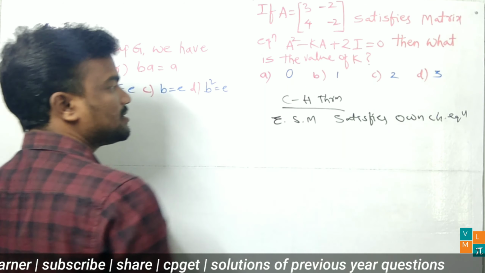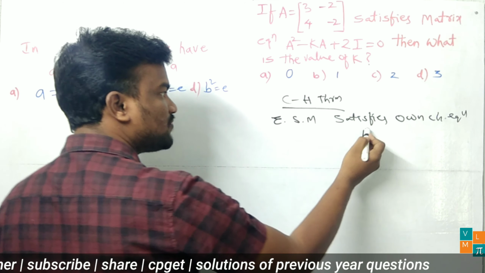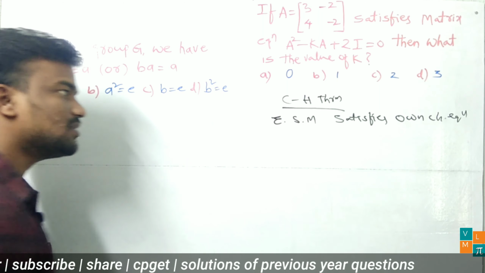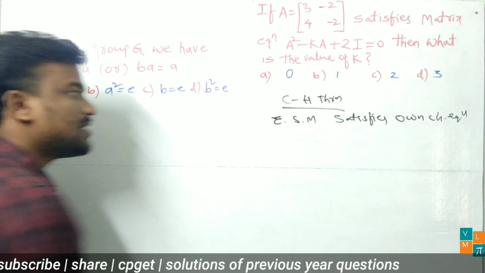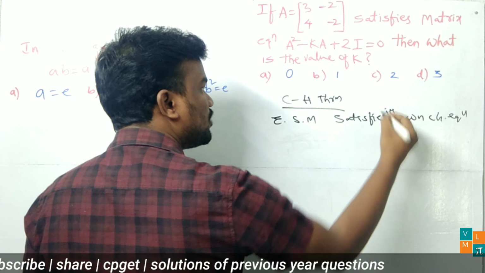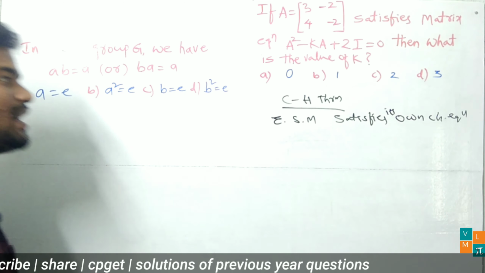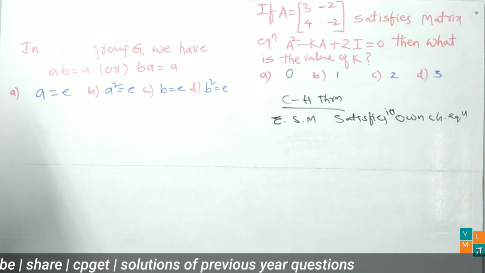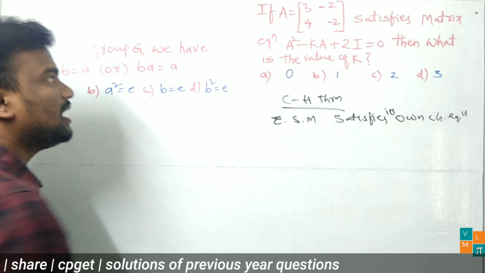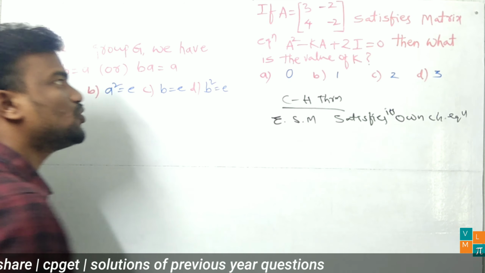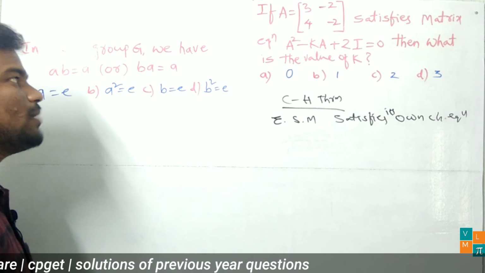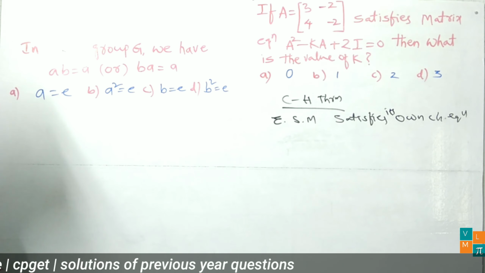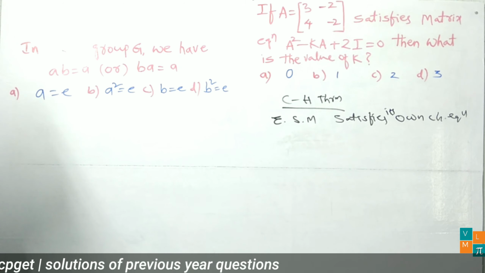Every square matrix satisfy its own characteristic equation. So find the characteristic equation first here. To find the characteristic equation, see here, given matrix is a 2 by 2 matrix. So the characteristic equation is a second degree characteristic equation.